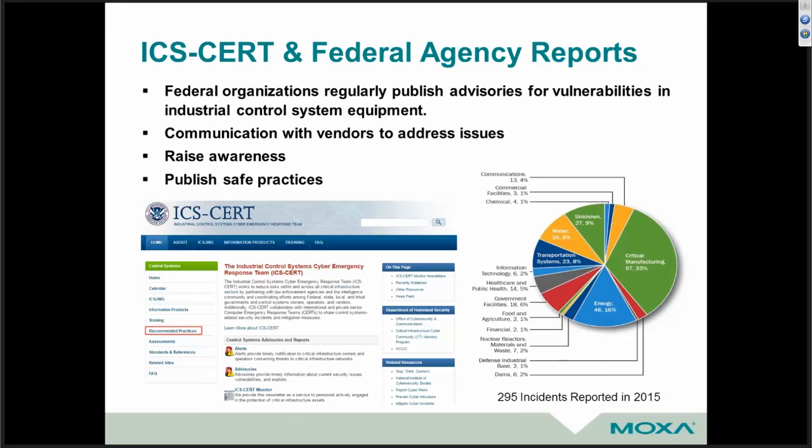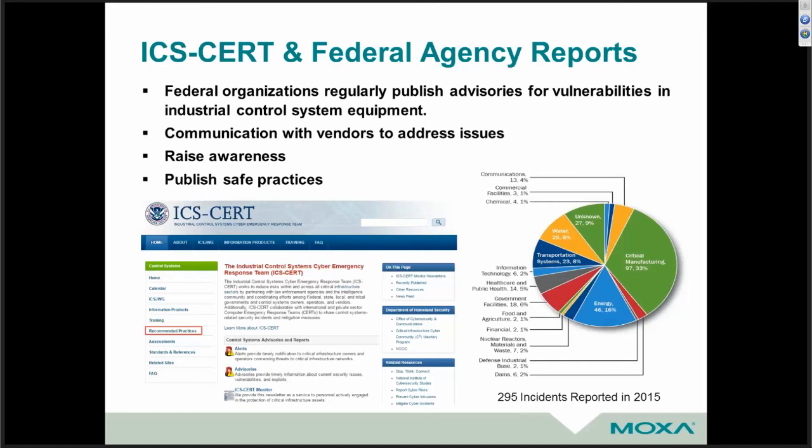The Department of Homeland Security states that cybersecurity is one of our country's most important national security priorities. So important they've established an entire division called ICS CERT, which stands for Industrial Control Systems Cyber Emergency Response Team. These guys are dedicated to industrial control systems. They publish known vulnerabilities on ICS equipment. They communicate with vendors like Moxa and Siemens and others in the industry to notify them of problems to address. They raise the awareness of latent issues in the industry, as well as publish safe practices to help those in the industry get started with industrial control system security.